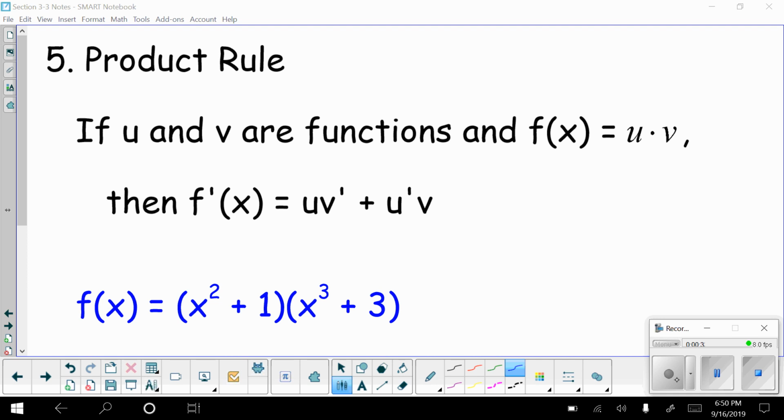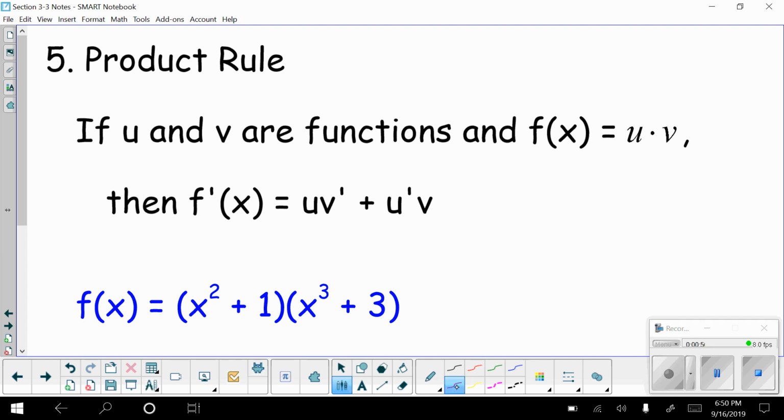So the first of these is our product rule, and there's a different video for the quotients when we do division. But if I have two functions u and v that I'm multiplying, such that f is going to be a function u times a different function v, then the derivative would be u times v prime plus u prime times v.